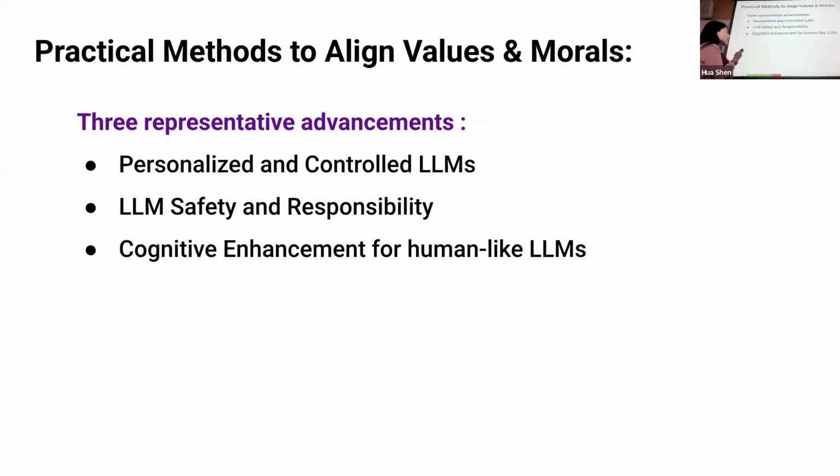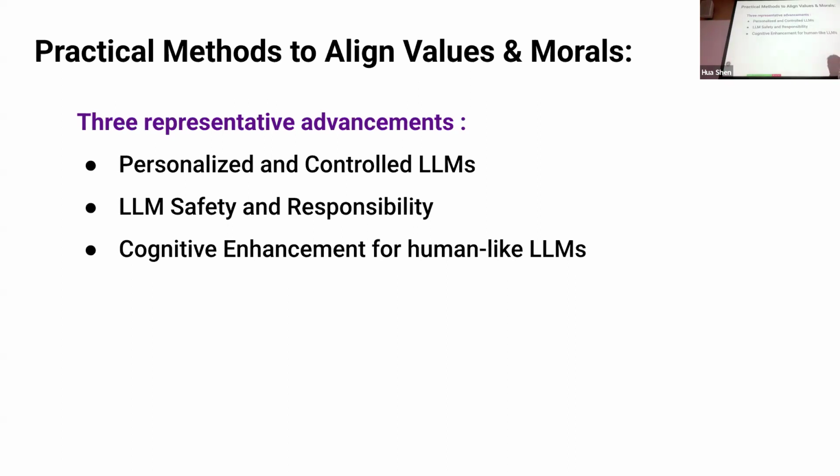Here are 3 representative advances regarding value and moral oriented alignment. First, value and moral alignment is considered a lot in personalized and controllable LMs. If we want to make the LM more personalized, or control the LMs regarding their psychological or related behavior, then we probably need to consider values and morals.